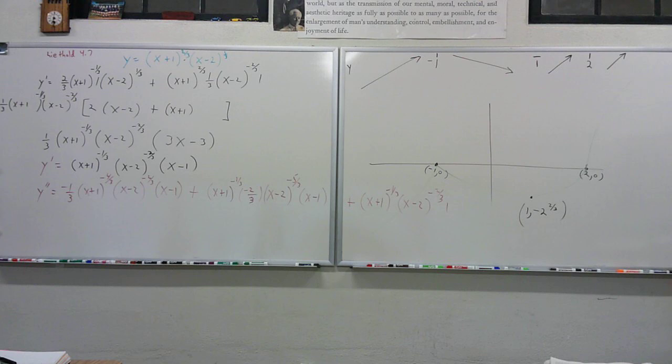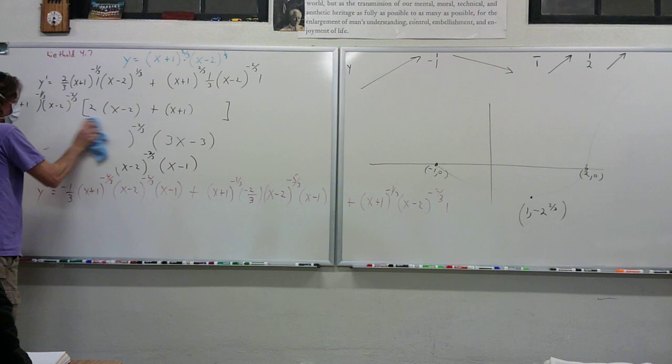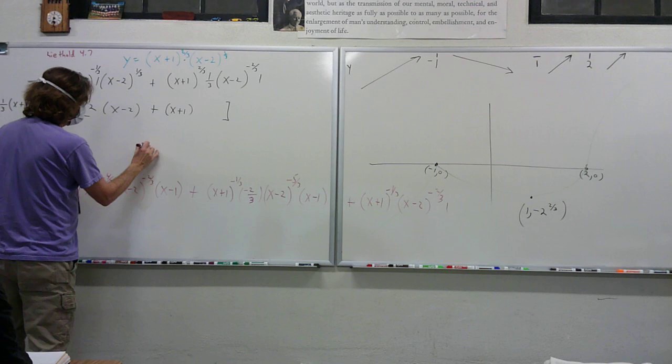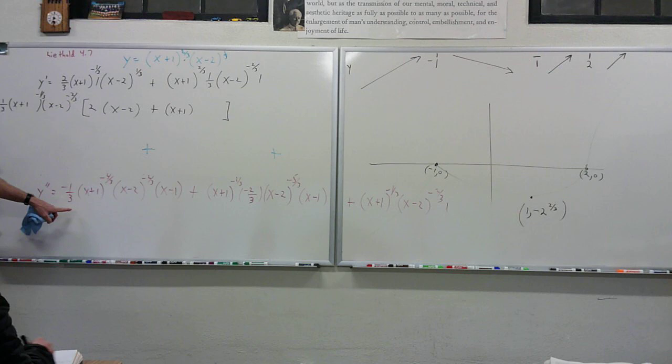All right. Good. I got to have some room to simplify it, so I'm just going to simplify it right here. Line up your plus signs. Okay, I'm not really going to line them up. Okay, you're going to factor out a negative one-third.